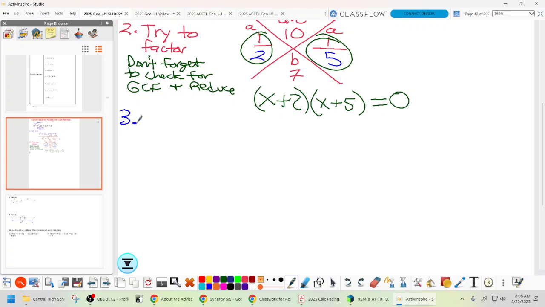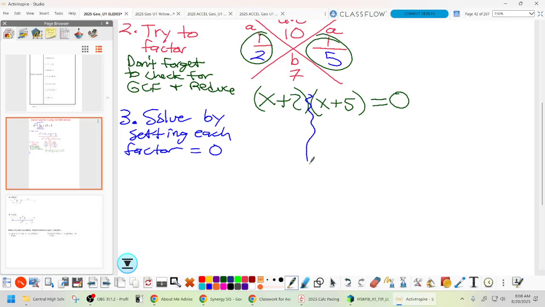Steven's having some trouble. Solve by setting each factor equal to 0. Each factor is the 2 parentheses. So this is where I tell students to just sort of separate the two. And we'll say x plus 2 equals 0 and x plus 5 equals 0. And then just solve those. Those are usually like 1 or 2 step equations.